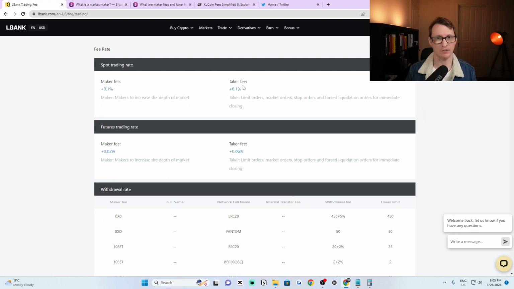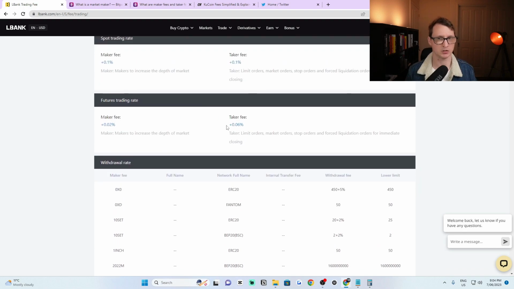Now, for spot trading, the fee is the same either way. It doesn't really matter if you're a maker or a taker if you're just doing trading. They explain it right here a little bit. As you can see, a maker increases the depth of the market, and so forth. And then of course you've got futures trading, where the fees are a bit higher if you're a taker, and the maker fee is lower than the taker fee. So it's more beneficial being a maker, but that can't always be the case. If you're doing futures trading, you can't always be a maker. But they are giving incentives to be a maker more than a taker.